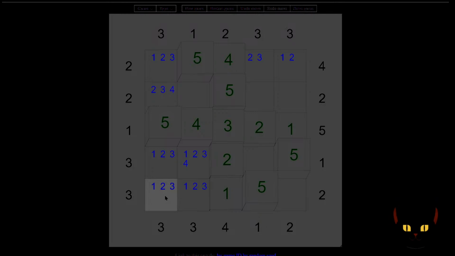So here, what I'm doing is, say you had a 2, like this. You can't put the 5 there, because then you would only be able to see 1. Same with the 3, you can't put the 4 or the 5 there, because then you can only see 2 or 1.